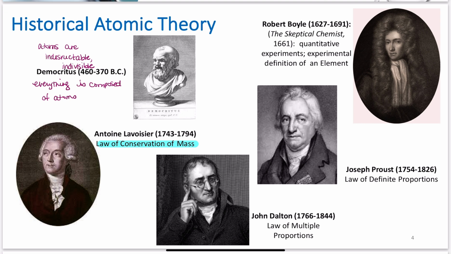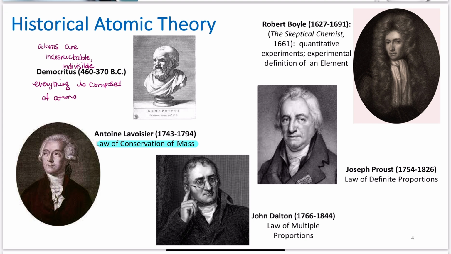Next up, we have John Proust. He was the one who developed the law of definite proportions. He realized that substances have the same chemical makeup regardless of how that substance was prepared. Doesn't matter how it was made, the substance itself will have the same chemical makeup. We'll spend a little bit more time on the law of definite proportions and the law of multiple proportions in just a couple slides.